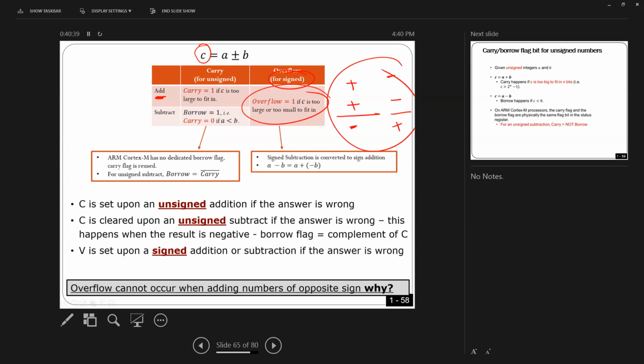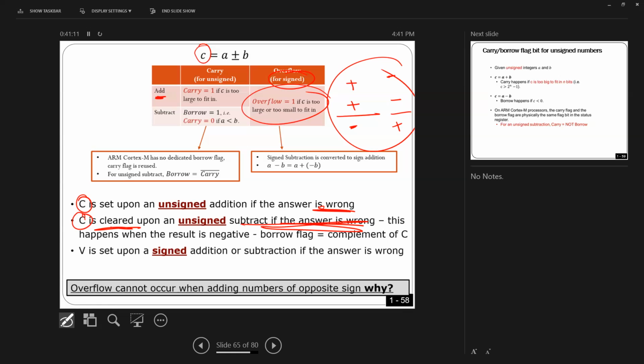Okay, guys. Let's read what it says here. C is set upon an unsigned addition if the answer is wrong. However, in the case of subtraction, if you do subtraction and the carry flag is 0, that means the answer is wrong. Because in subtraction, you have to flip the carry flag. If you do it by hand, you have to flip the carry flag to become a borrow flag, right?